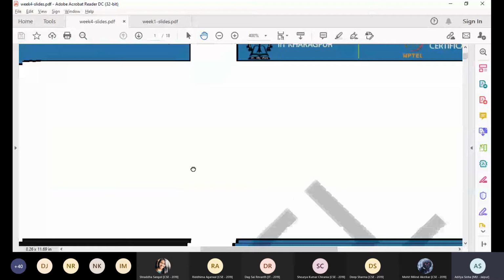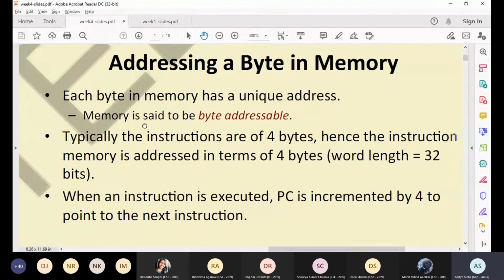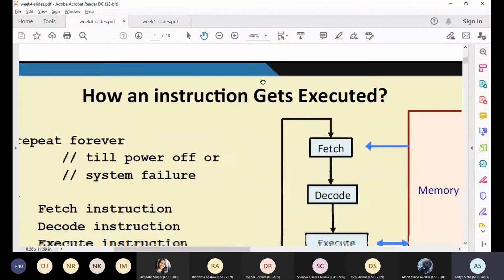So this is clear. Binary I'm not discussing. Addressing a byte in memory, two ways we have discussed, and you already know about it. One is that each byte in memory has a unique address, so memory is said to be byte addressable, and word addressable is the other way. Typically the instructions are of 4 bytes, hence the instruction memory is addressed in terms of 4 bytes. Word length is 32 bits. These are just basic fundamentals.